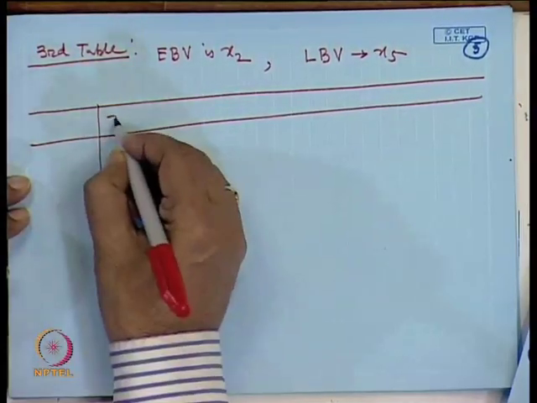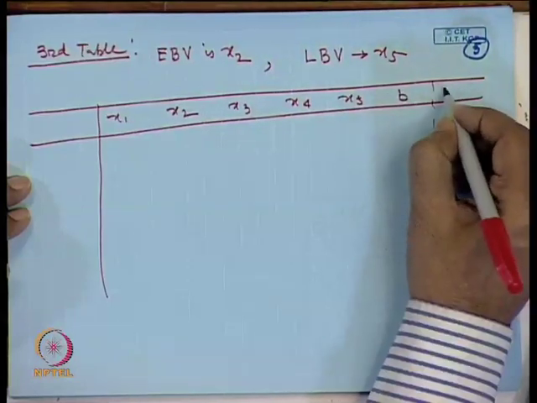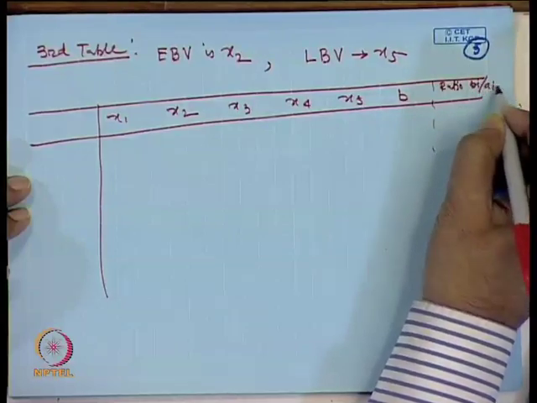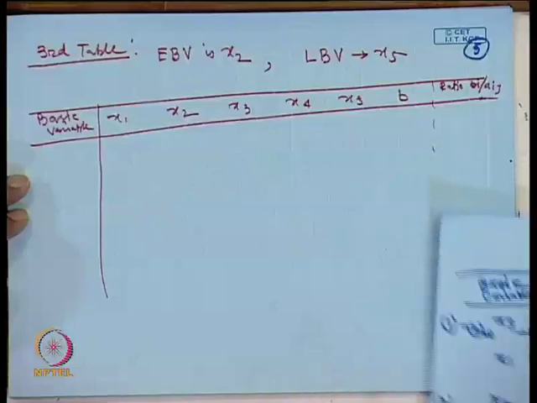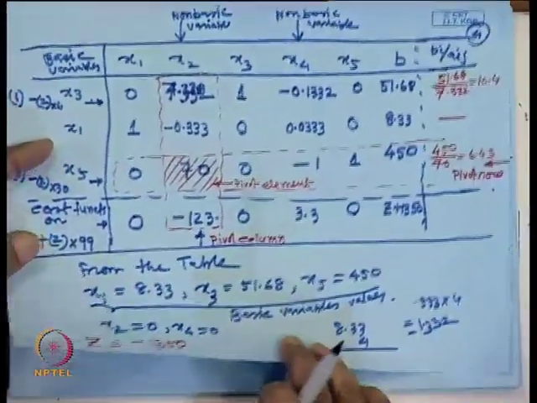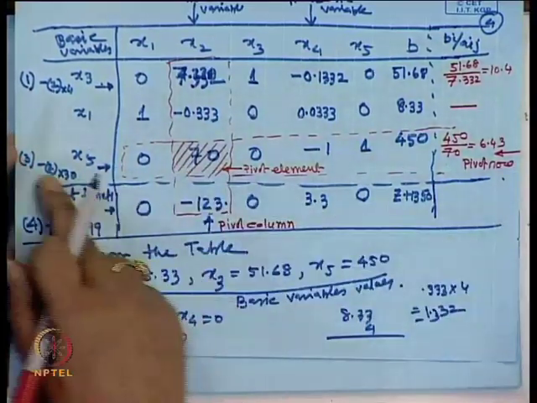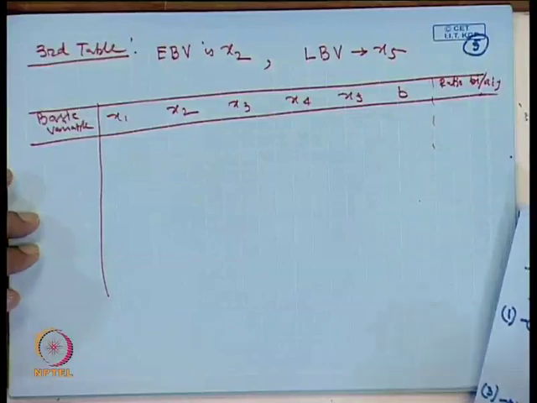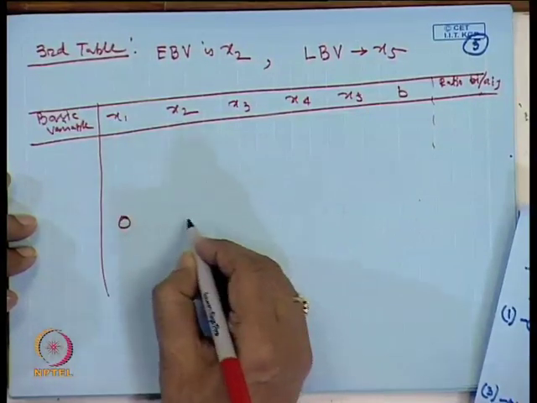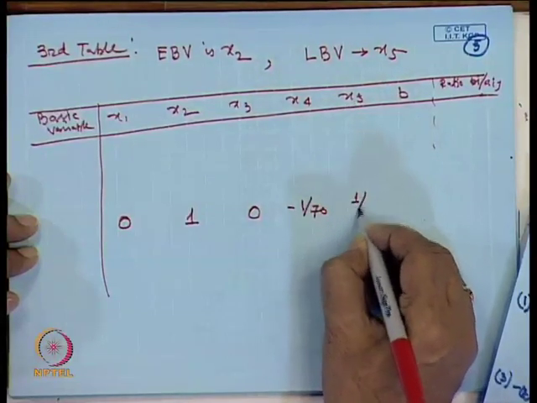Same way, x 1, x 2, x 3, x 4, x 5, b, then ratio b i by a i j. Agree? And here are basic variables. Agree? So, if you recollect what I told you just now, this is the pivot element. So, I have to divide that third row by 70, because I have to make its coefficient 1. So, if you divide by 70, this equation is 0, 1, then 0, then 1 by 17, minus 1 by 70, then 1 by 70, agree?